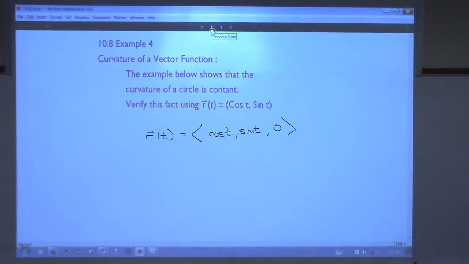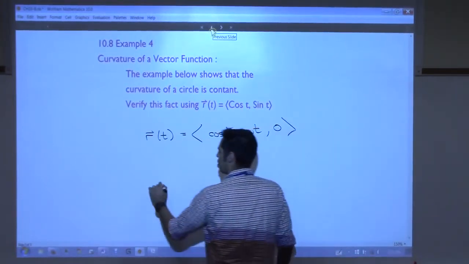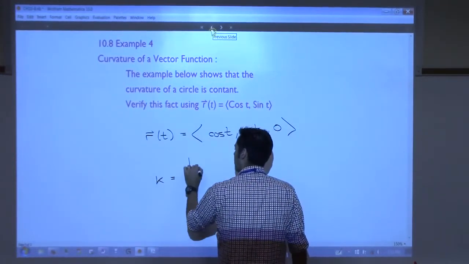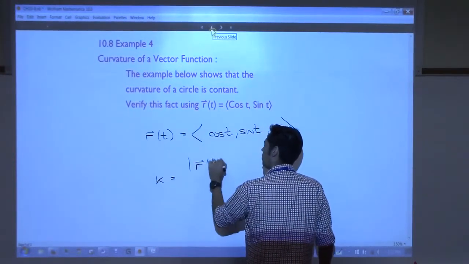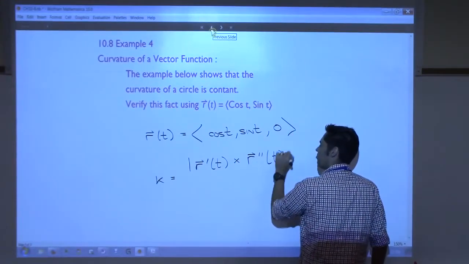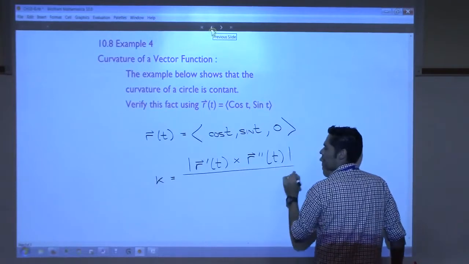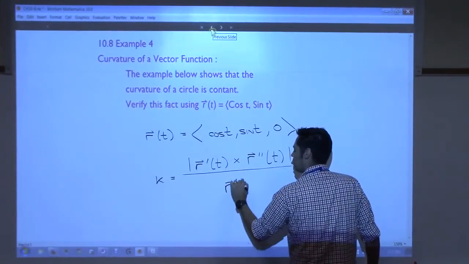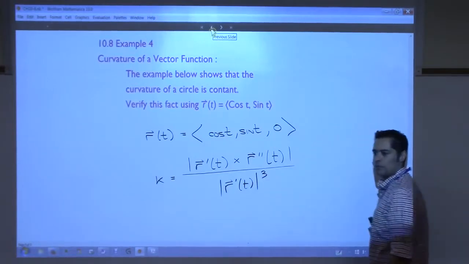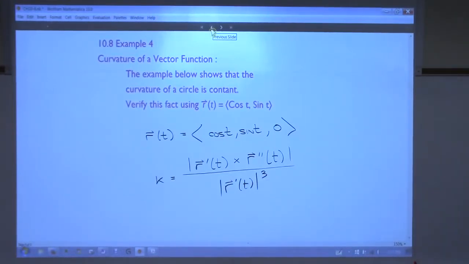So what is it? The curvature is the magnitude of the cross product between the first and second derivatives of the position function divided by the magnitude of the first derivative of the position function cubed. That's it. So we need the first and second derivatives, don't we? Let's do the first derivative.